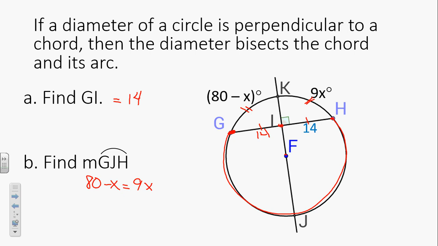So what is x? x equals 8. And now that we know that x is 8, 80 minus 8 is 72, and 9 times 8 is 72. So that minor arc, GH, has a measure of 144.